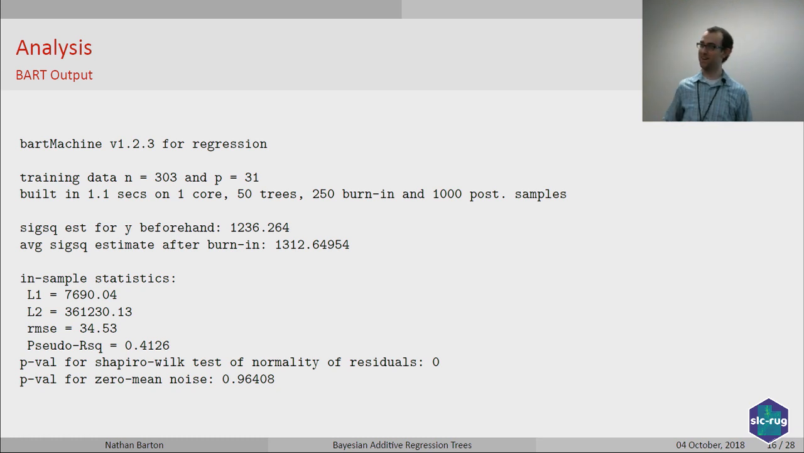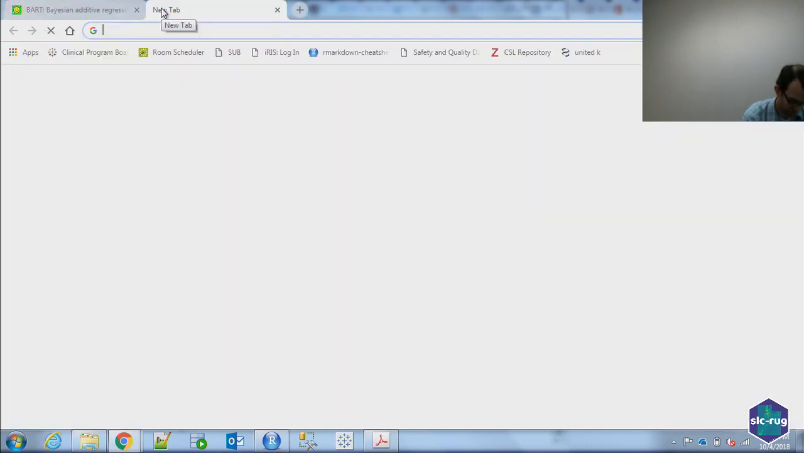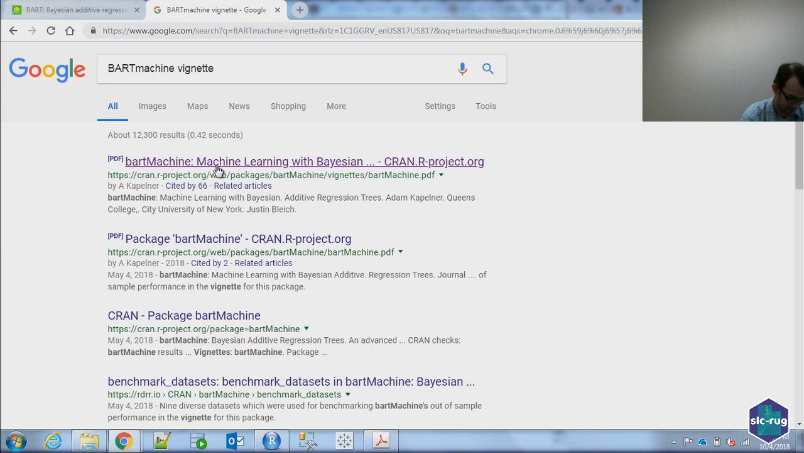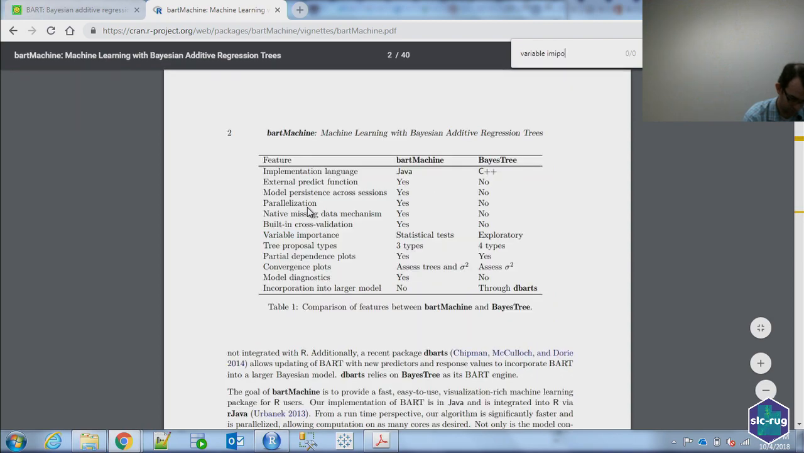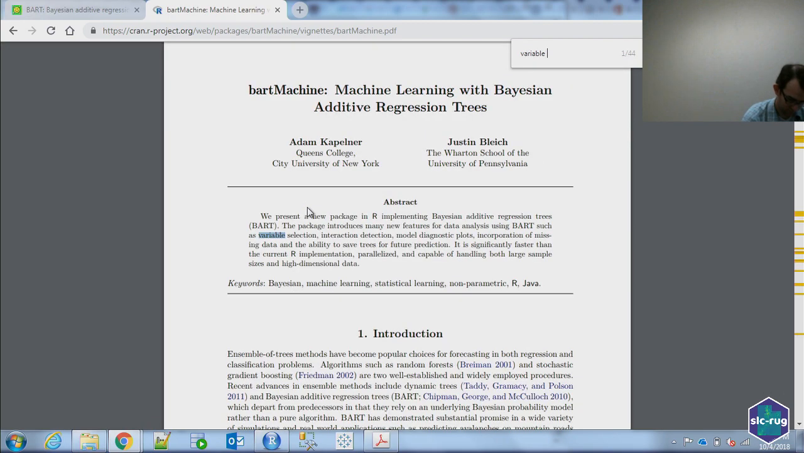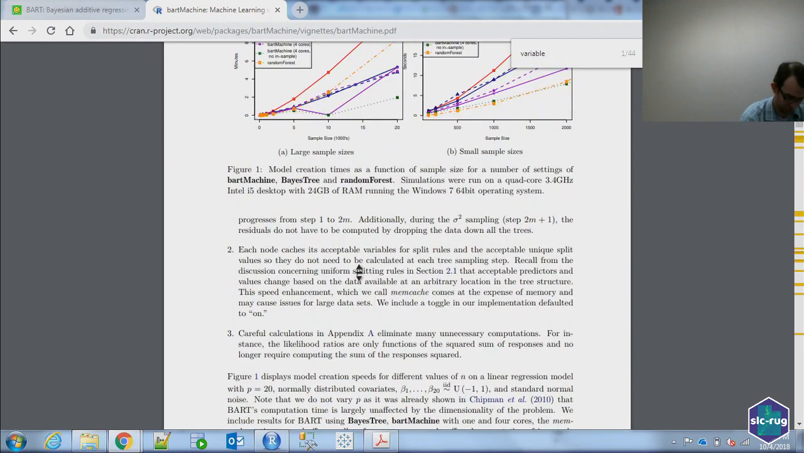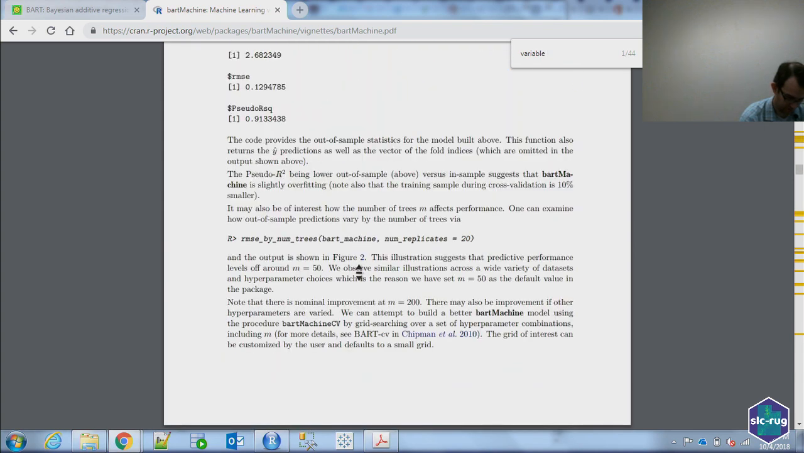The standard variable importance plot. Yes. Let me see if I can actually show you. I pulled it up here. Let me just see if I can scroll through it and show you what it looks like.